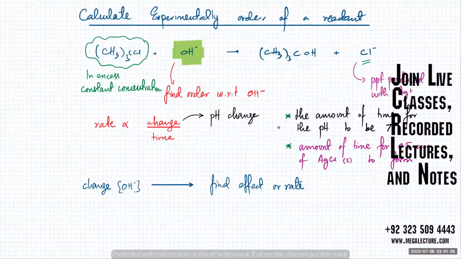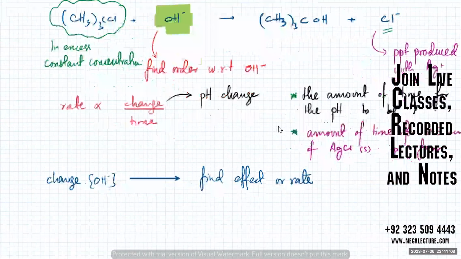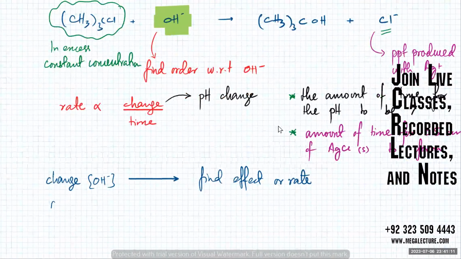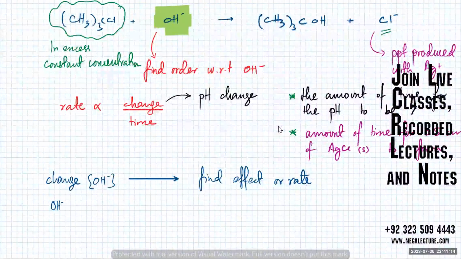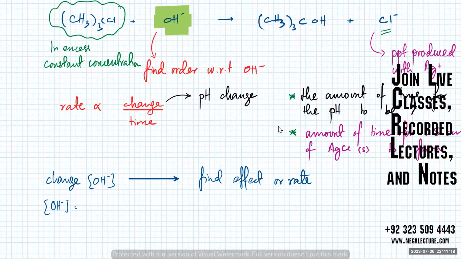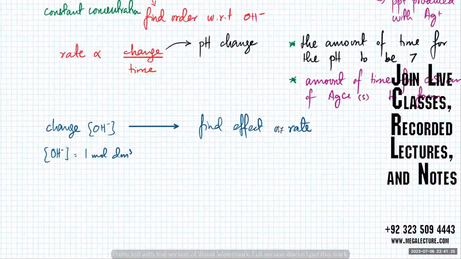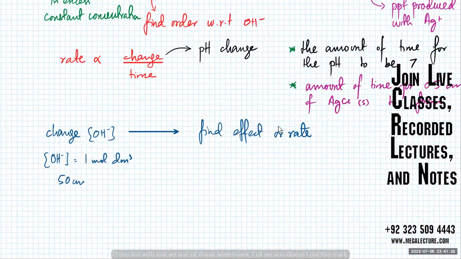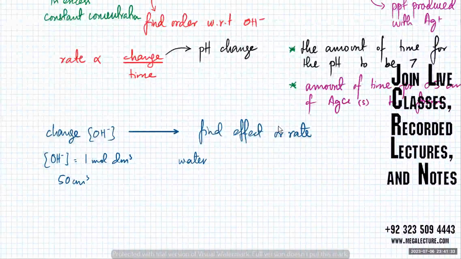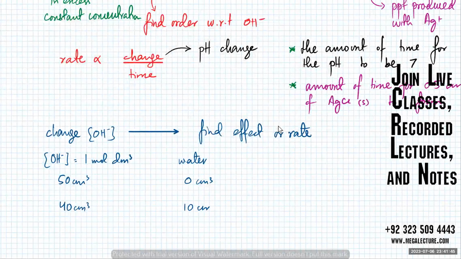Keep all the other reactants in excess. This is known as serial dilution. What you're going to do is take a certain solution of OH ions with a concentration of 1 mole per dm cube. In the first experiment, you're adding 50 cm cube of OH ions to the reaction, and you're not going to dilute it. In the second one, you'll add 40 cm cube and then mix 10 cm cube of water into it.